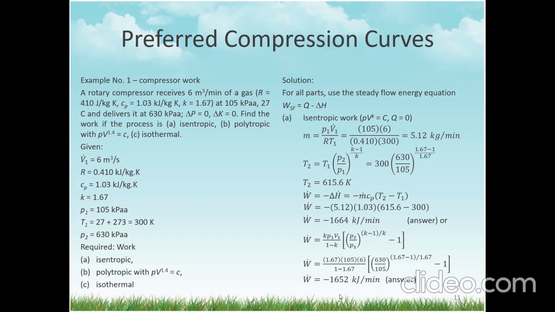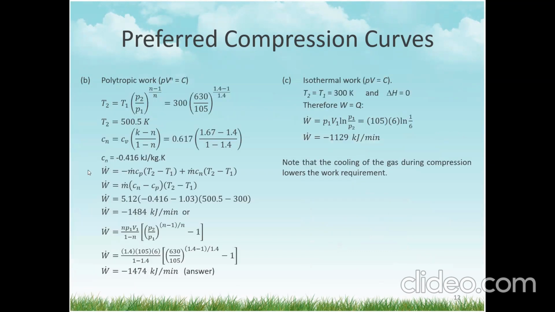Okay. Tama, tama. So, next, letter B. Polytropic work, PV exponent N is equal to constant. So, N dito is 1.4. So, T2 is equal to T1 times P2 over P1 exponent N minus 1 over N, is 300 times 630 over 105 exponent 1.4 minus 1 over 1.4. So, N is 1.4. Okay? Cn is equal to Cv times K minus N over 1 minus N, is equal to 0.617 times 1.67 minus 1.4 over 1 minus 1.4.